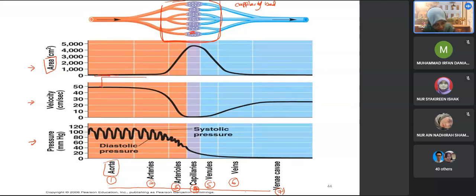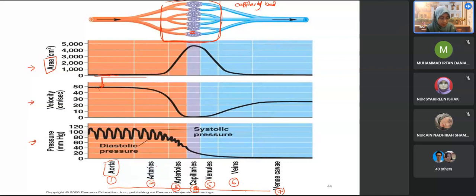Nampak? Dia punya ni. So the diameter of the artery is small. So the blood that flows in the aorta and then into the arteries will flow with great velocity. Laju lah. Faham tak? Pergerakan darah tu laju sebab diameter artery tu kecil. Diameter aorta tu kecil.